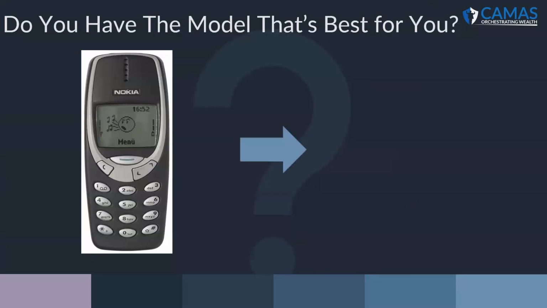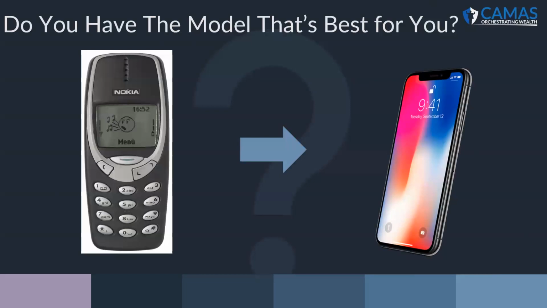But think about as things have progressed, do you have the newest, the best model phone that helps you? And think about all these things that have been added to the phones. Originally it was just talking on the phone. Then it was texting. Now we have these little computers in our pockets that we can do about anything we need to do, all from the convenience of our phone.